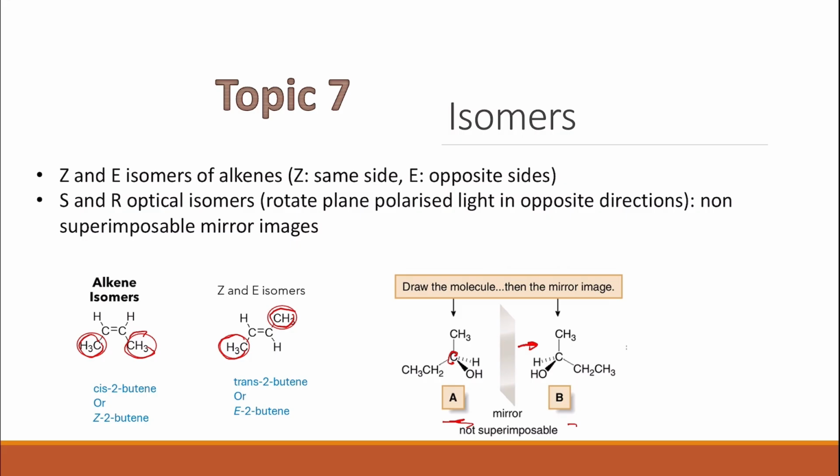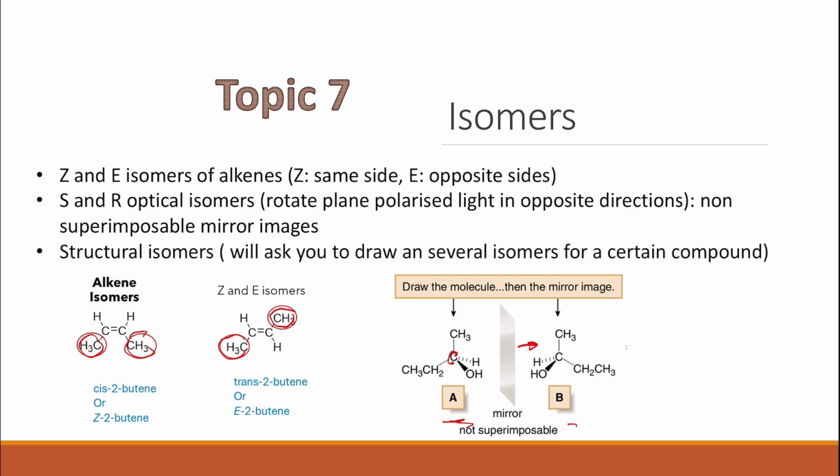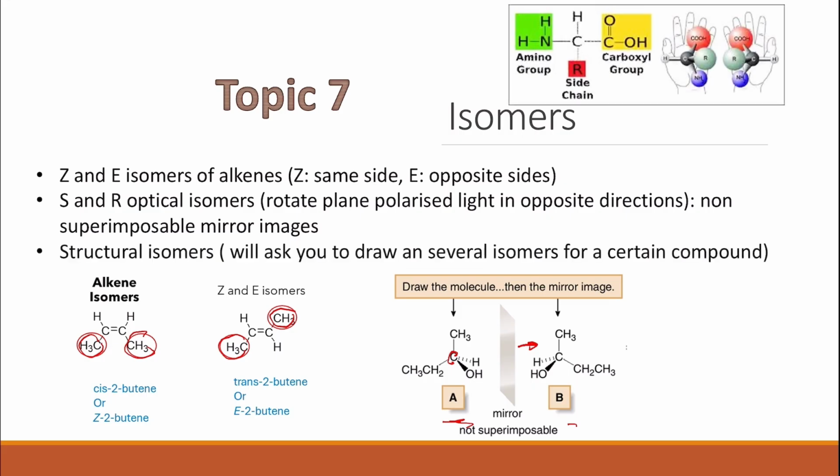Remember that the amino acids are chiral as well. They have chiral carbons, except for glycine. So the chiral carbon here is the one that has a carboxylic acid group and an amino group. It has a side chain, which is R. So this R will differ depending on the amino acid. And then it has a hydrogen. Glycine, the first amino acid, has 2 hydrogens, so it's not chiral.